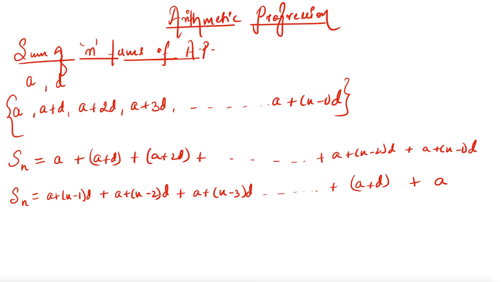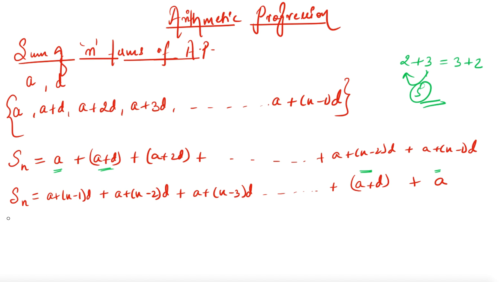So basically, as you can see here, what happened: the first one came to the last, the second one became the second last, and so on. You know that it won't change the value of the sum, because 2 plus 3 is equal to 3 plus 2. It won't matter if you change the order of the terms, the sum still remains the same.